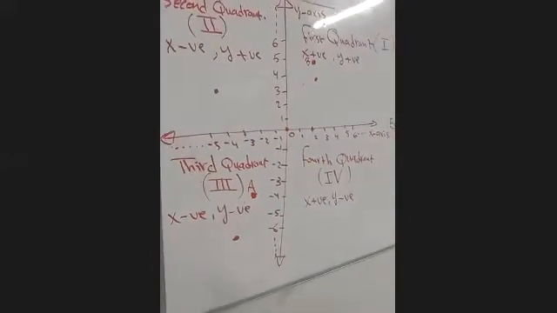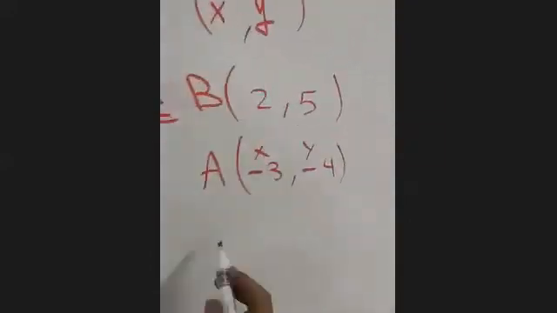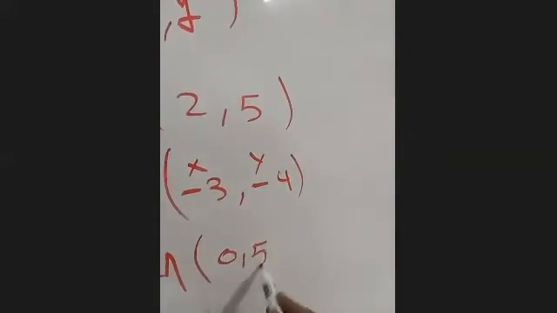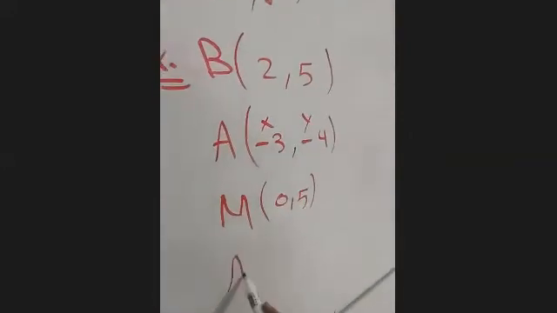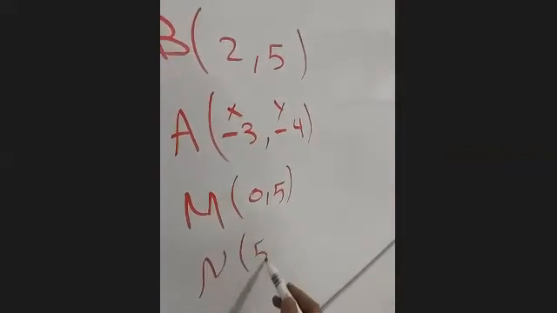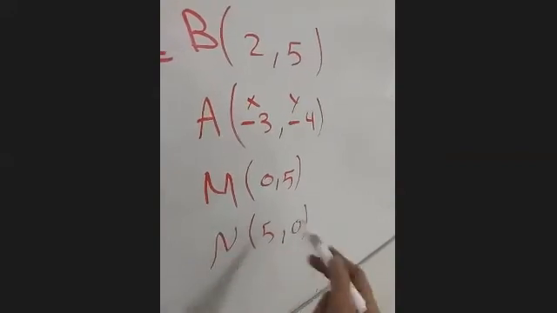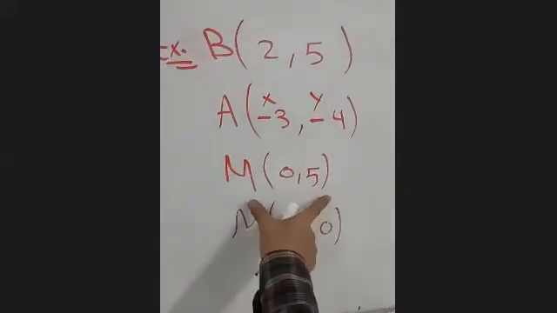If I have, for example, M, and M is (0, 5). And another point, we call it N, it is (5, 0). And focus here, guys, we have zeros. How do we deal with the zeros? Let's start with the first one, (0, 5).